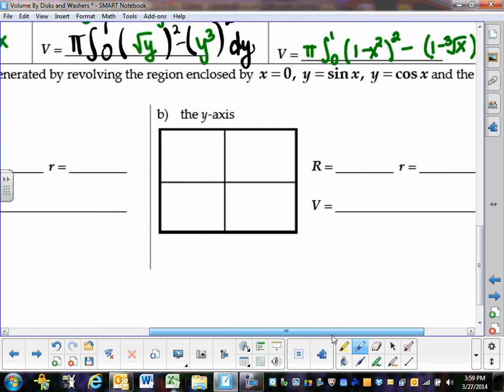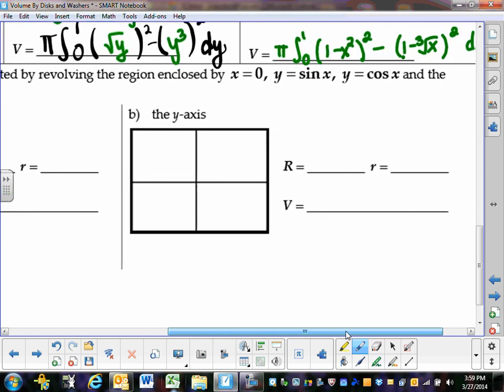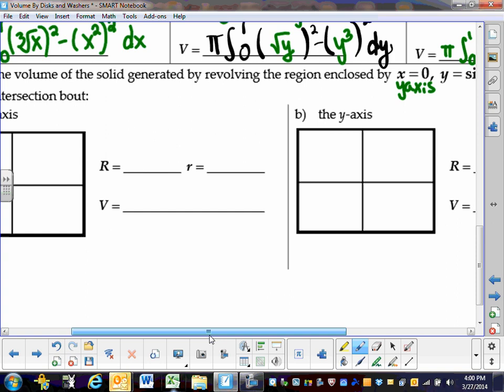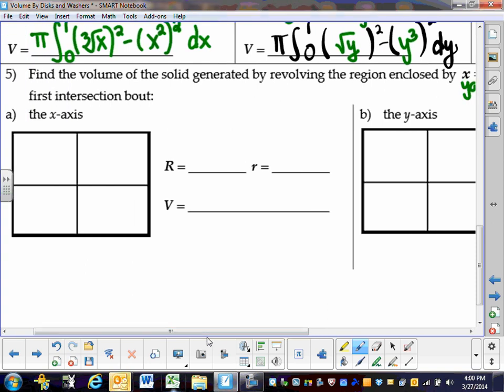All right, so this time we're going to do x equals 0, which is the y-axis. y equals sine and y equals cosine of x, just to the first intersection. So the y-axis, or x equals 0, y equals cosine of x, and y equals sine of x just to the first intersection. So we need to know the first intersection happens when x is pi over 4 and cosine and sine are both equal to root 2 over 2.